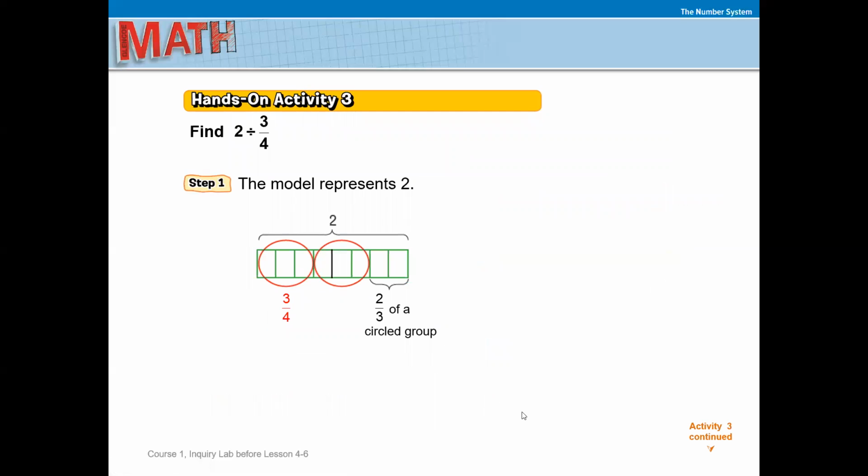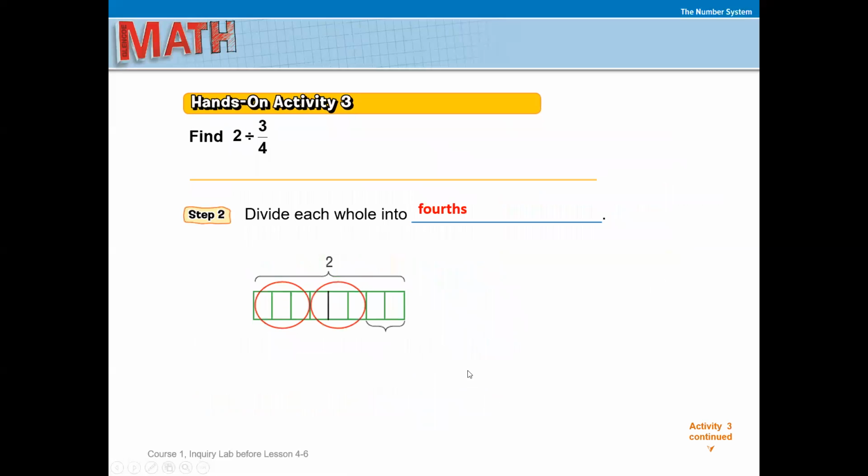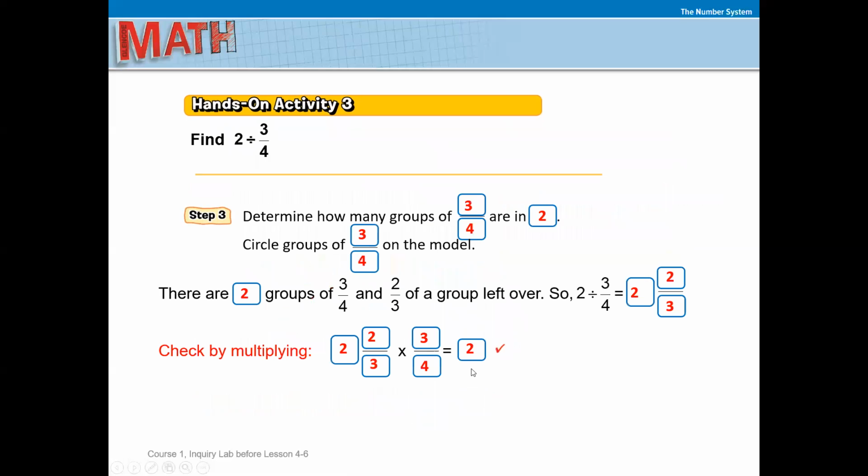2 divided by 3/4. The model represents 2. They divide each whole into fourths. Determine how many groups of 3/4 are in 2. Circle groups of 3/4 on the model. There are 2 groups of 3/4 and 2/3 of a group left over. So 2 divided by 3/4 equals 2 and 2/3. 2 and 2/3 times 3/4 equals 2.